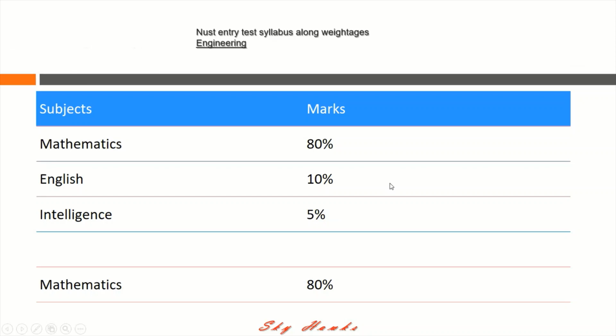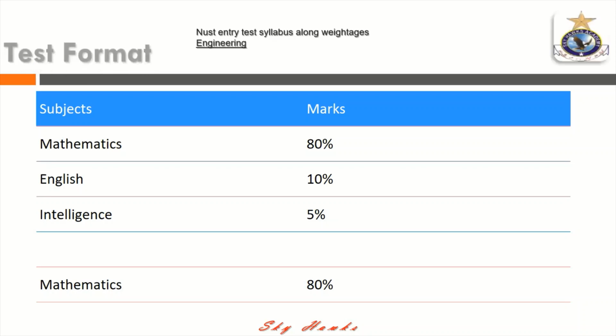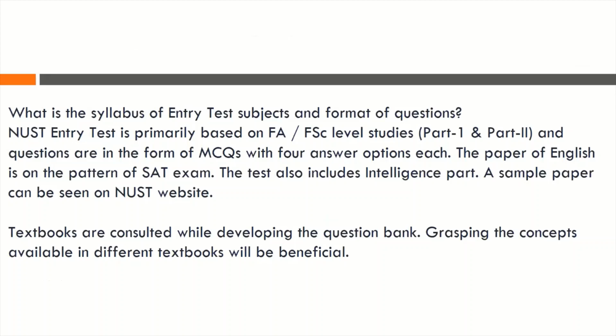so here what we were talking about was the engineering and mathematics. And the next is, so please read, if you can read my slide. What is the syllabus of entry test subjects and format of questions? NUST entry test is primarily based on FSc level studies part 1 and part 2, and questions are in the form of MCQs with 4 answer options each.